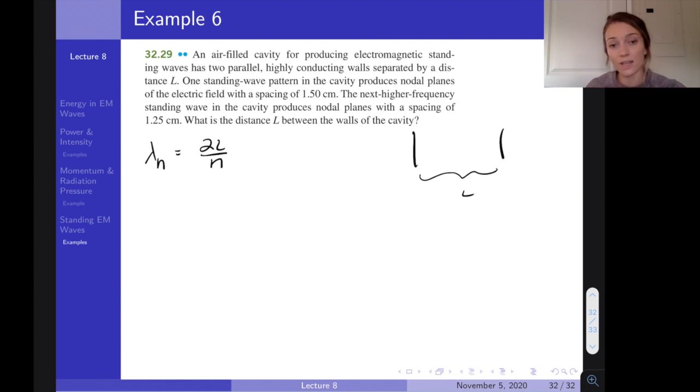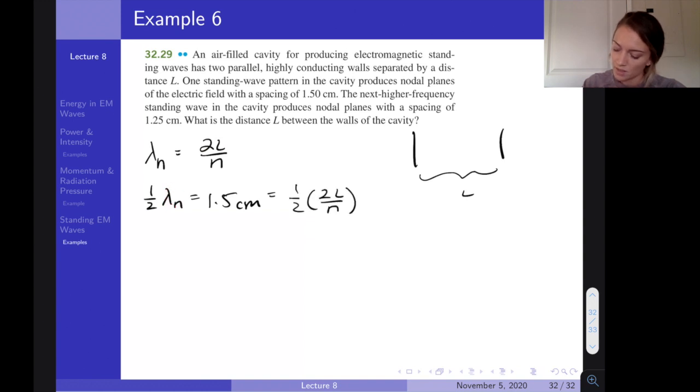And now we know that if they're telling us that nodal planes are 1.5 centimeters apart, that means that 1/2 lambda is equal to 1.5 centimeters. So half a wavelength is equal to 1.5 centimeters. So we can just plug this equation in right here, and we get 1/2 times 2L over N. So we get that L over N is equal to 1.5 centimeters.